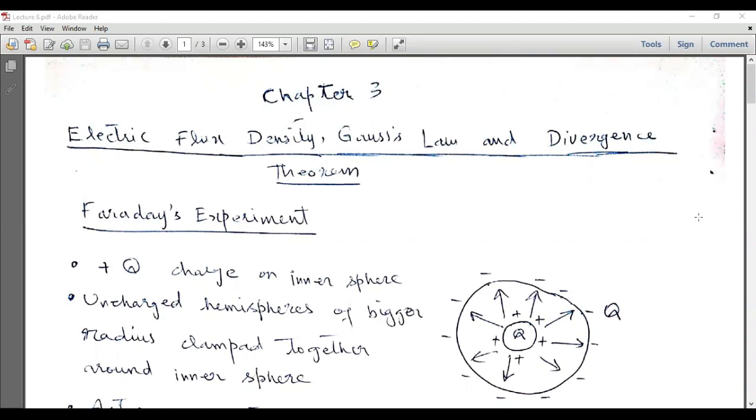In this lecture, we are going to discuss the third chapter of the Engineering Electromagnetics book, and the name of this chapter is Electric Flux Density, Gauss's Law and Divergence Theorem.